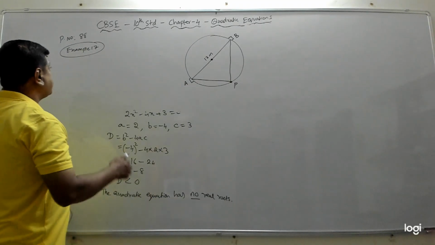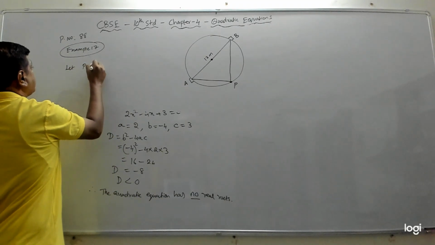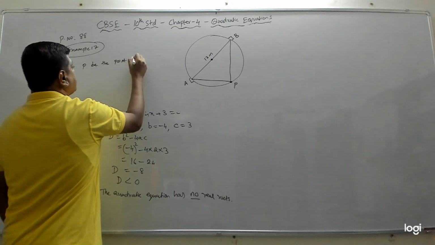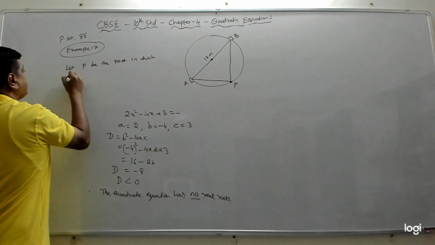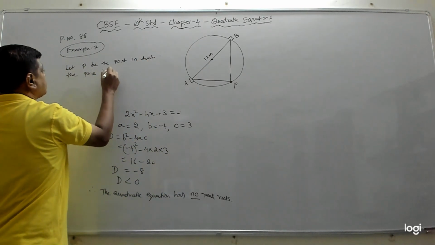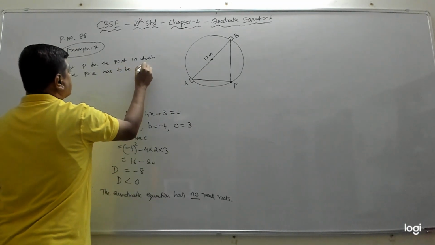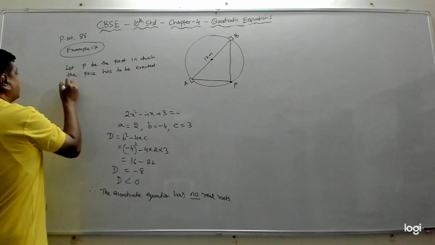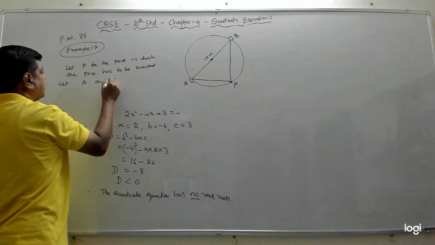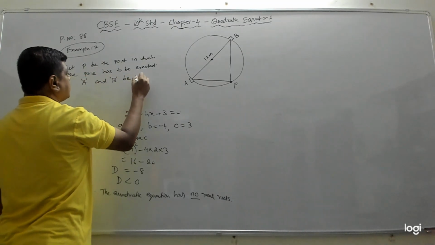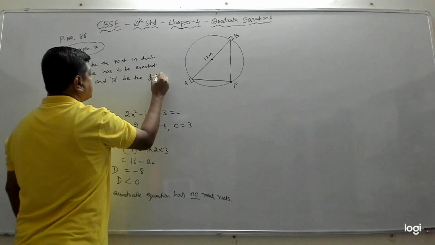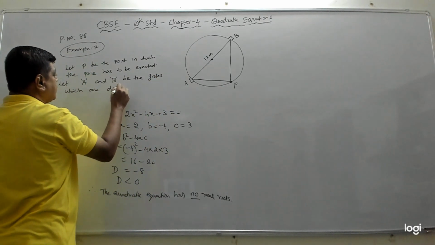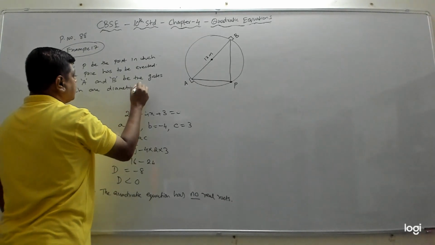That is the question. So we'll say, let P be the point in which the pole has to be erected, which means we have to keep the pole here, and we'll say let A and B be the gates which are diametrically opposite.